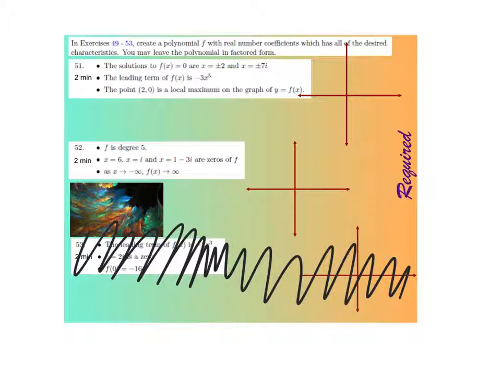Okay, what was that about? I'd say that was about roots.